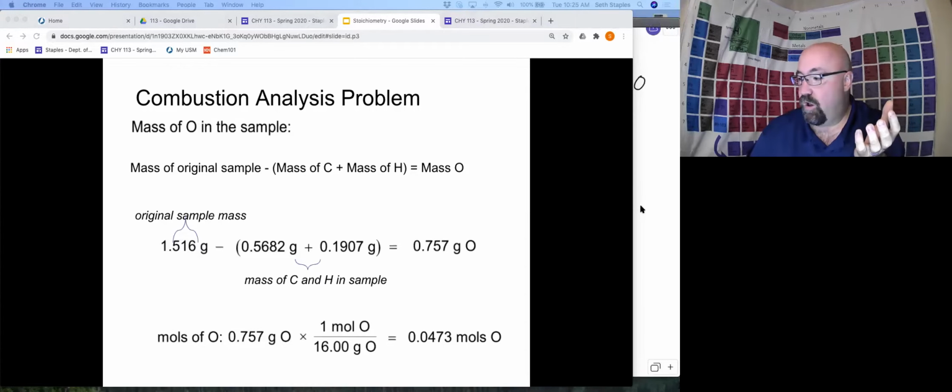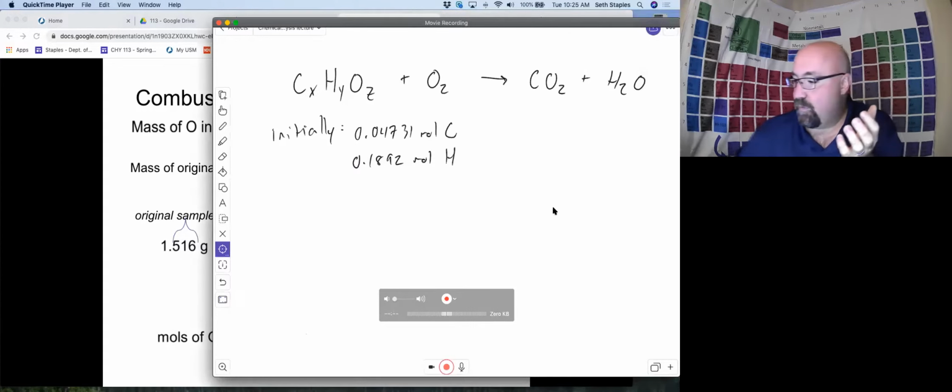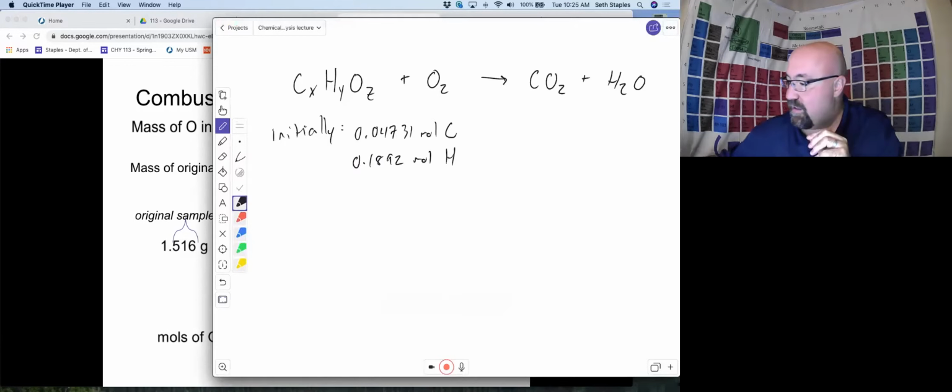We also know that we just calculated that we had to have started with this much carbon, and we're going to go ahead and convert that to moles. Or sorry, we're going to convert that over to grams.